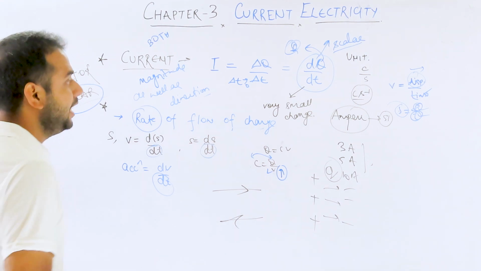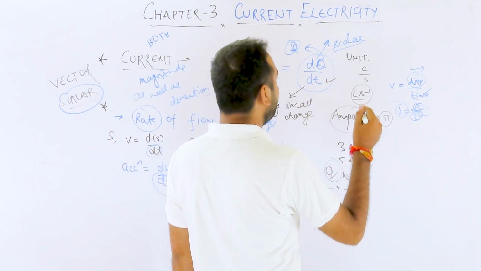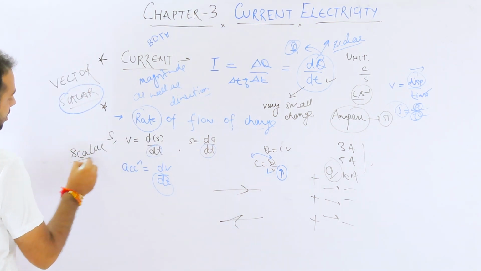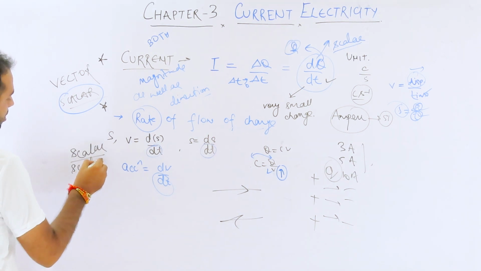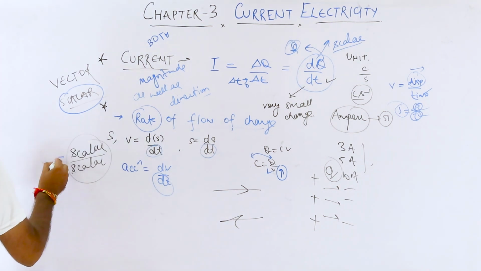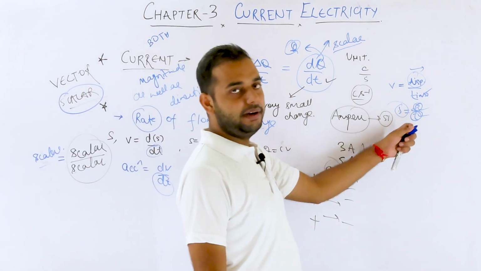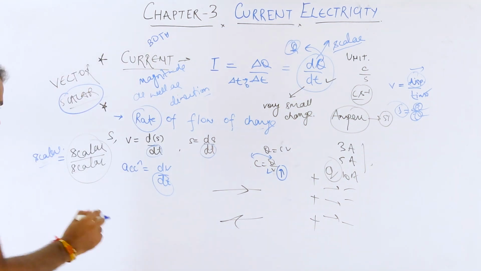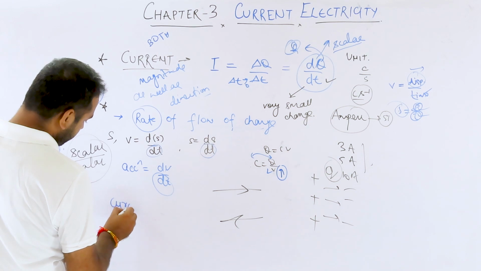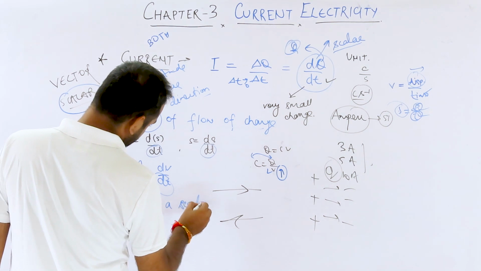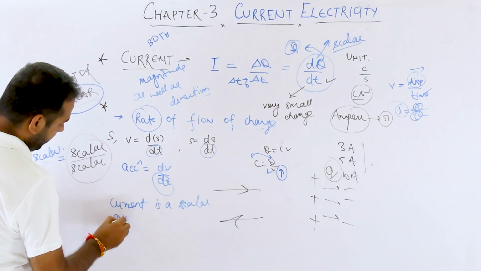Now, if charge is a scalar quantity, and time is obviously a scalar, then if I divide a scalar by a scalar, I will get a scalar quantity. As is the case for speed: distance is a scalar, time is a scalar, and we get speed, which is a scalar quantity. So we are getting a scalar, that's why current is a scalar quantity.